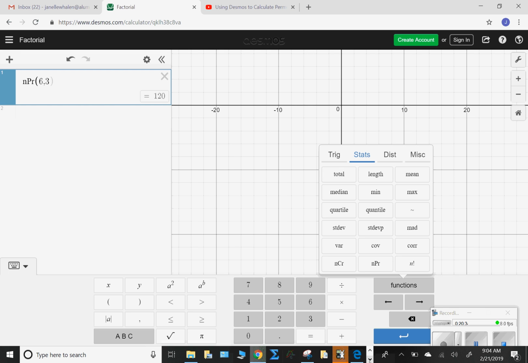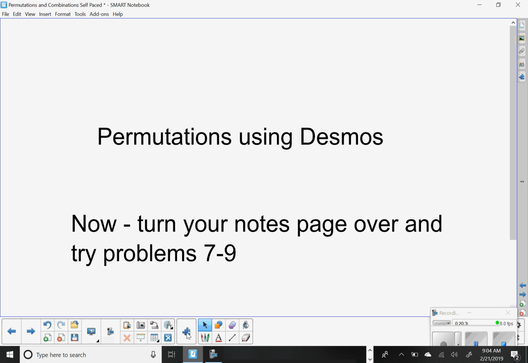Now, almost done with this section. First, before we look at the rest of what we're doing, I want you to look at the top of the page there, you have 7 through 9, and there are 3 problems that are with just permutations. Pause the video and try those now.